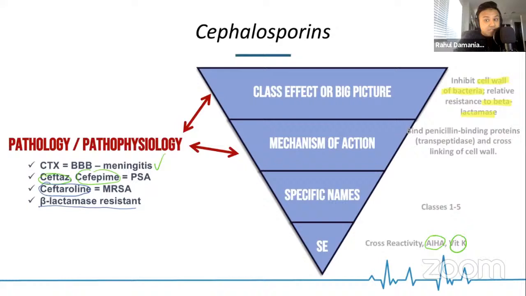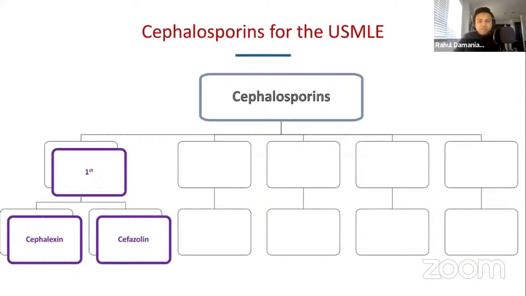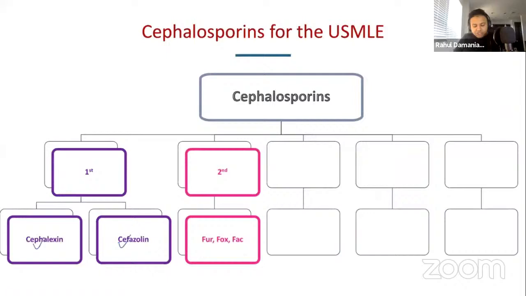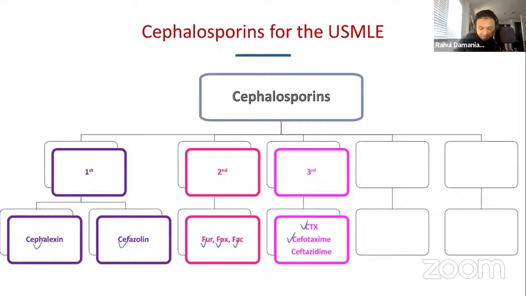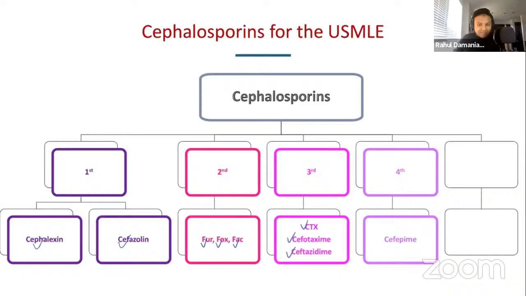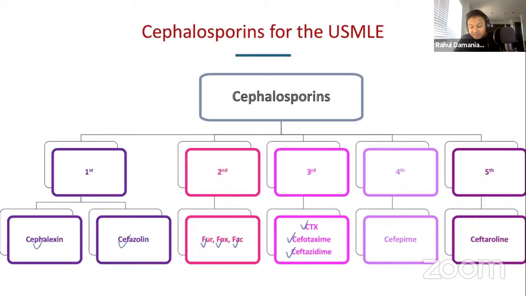It covers MRSA. So let's go through the cephalosporins, guys. First generation cephalosporins: cefalexin and cefazolin. Second generation: fur, fox, fac: cefuroxime, cefoxitin, and cefaclor. Third generation: you have your ceftriaxone, your cefotaxime, and then ceftazidime. And what was key about ceftazidime, everybody? It covers Pseudomonas. And then finally, you have your fourth generation cefepime and fifth generation ceftaroline. And what's important about ceftaroline, everyone? It covers MRSA.